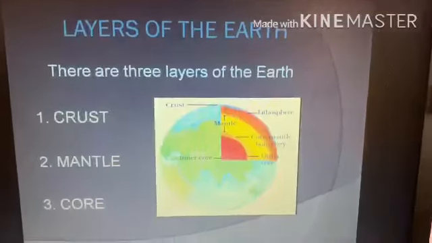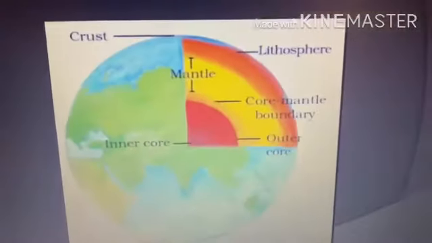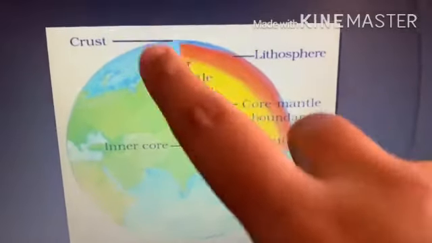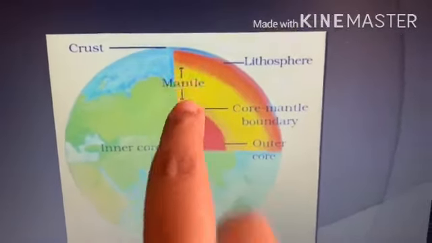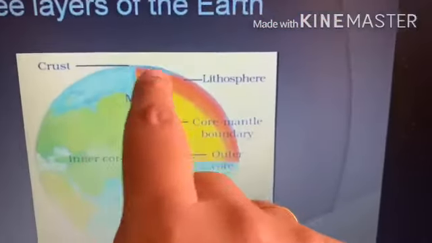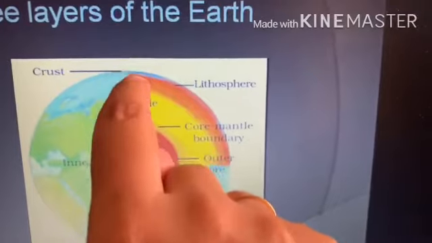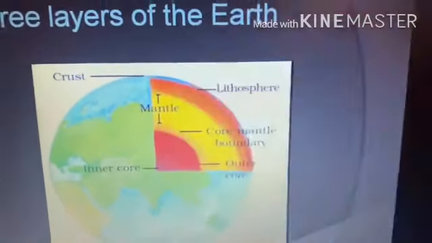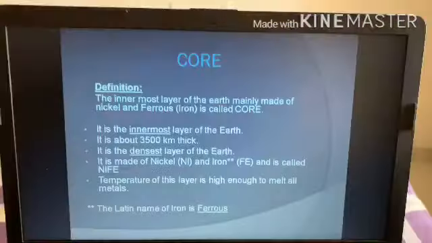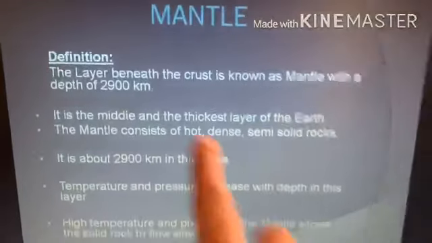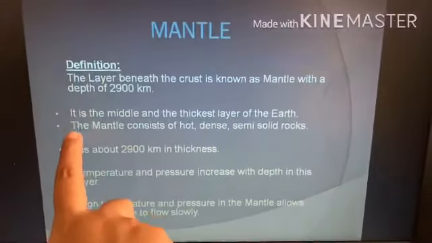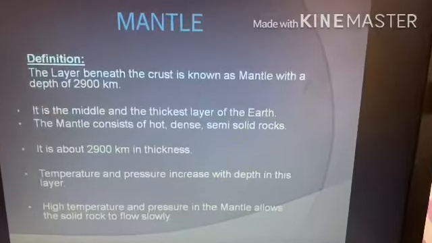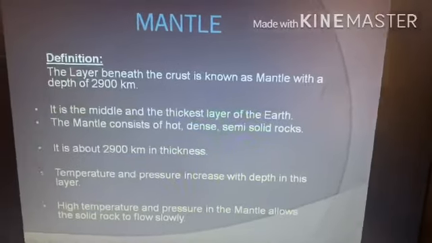So now see this diagram. Mantle is the thick layer, है ना? So it's very much thick than crust. Crust portion is very much thin, है ना? But mantle portion is thick. Okay. So it is the middle and the thickest layer of the earth.